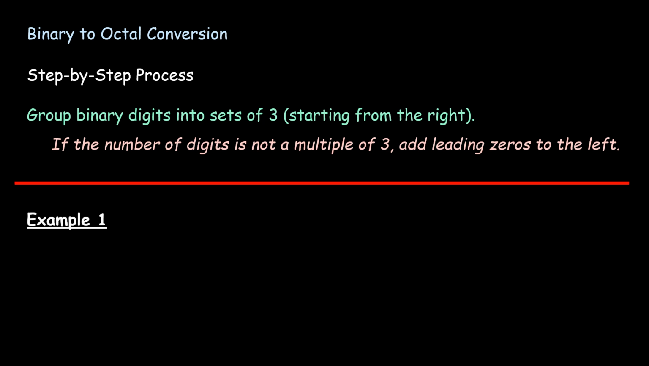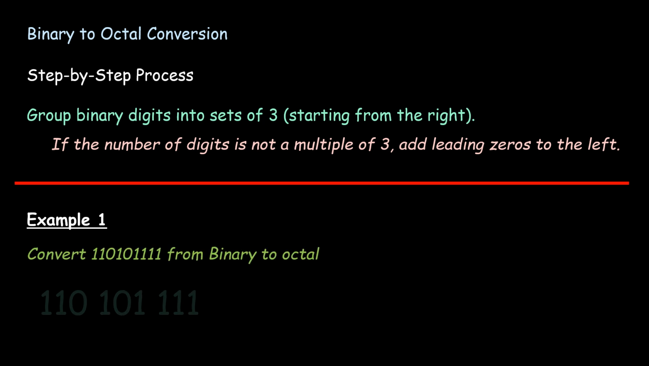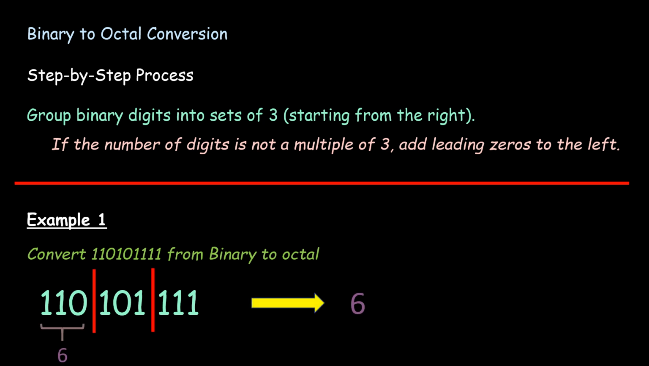For example, the binary number 110101111 can be grouped as 110, 101 and 111. These groups convert to 6, 5 and 7 respectively in octal. Combining them gives the final octal number 657.